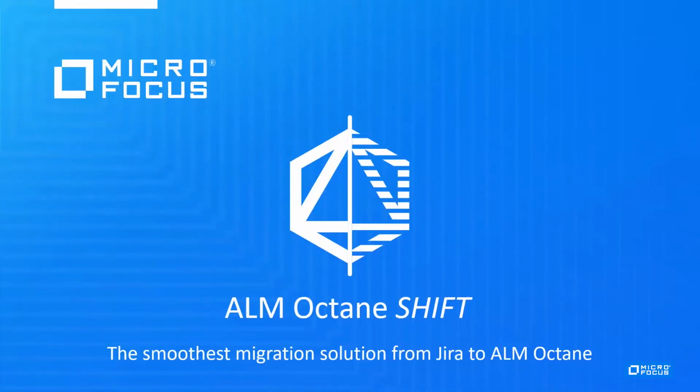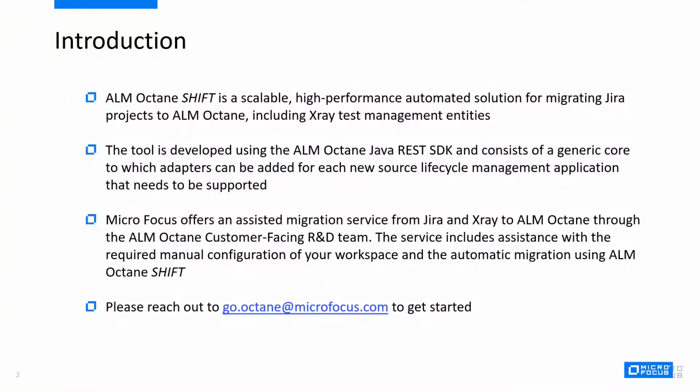I'm a software engineer, part of the customer-facing R&D team, and today I will demonstrate how to use ALM Octane SHIFT to migrate data from Jira and its XRay plugin over to ALM Octane. ALM Octane SHIFT is a scalable, high-performance automated solution to migrate Jira projects over to ALM Octane workspaces.